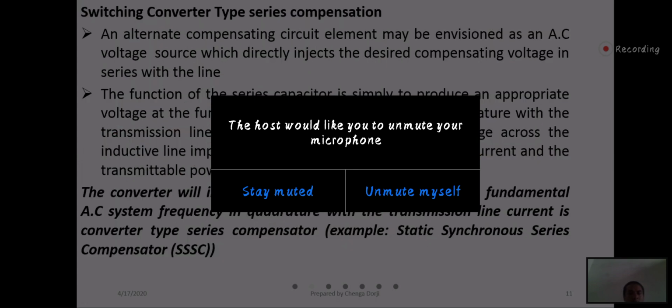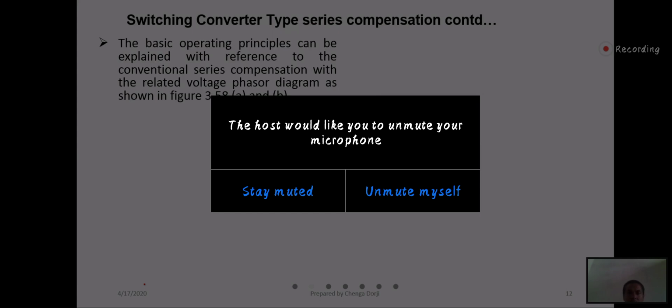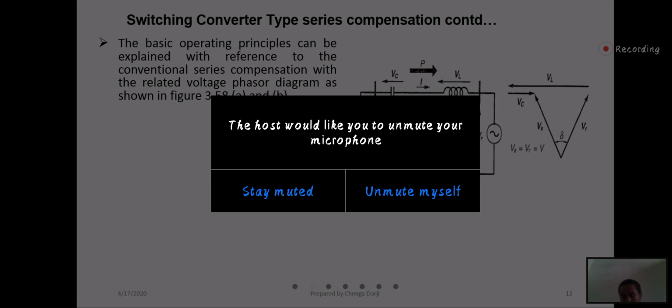Whatever we have seen is the variable impedance type. Another type of series compensation is the switching converter type. In place of the capacitor, if you use a voltage source, then it becomes the SSSC, static synchronous series compensator. This is the basic two-bus system with a capacitor compensator, so here the capacitor is there.